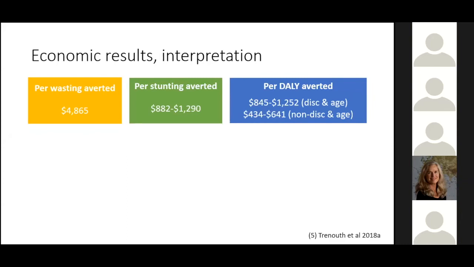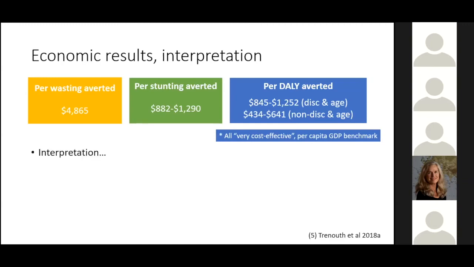So here you see an application of this methods change we were talking about before for calculating DALYs, and how much lower the DALY estimates are with these changes of dropping age weighting and discounting. These DALY estimates are all considered very cost effective according to international thresholds based on GDP per capita benchmarks. But we did have to be careful in interpreting these results.